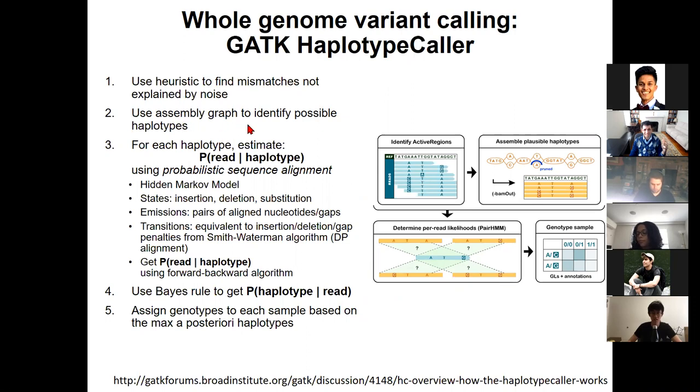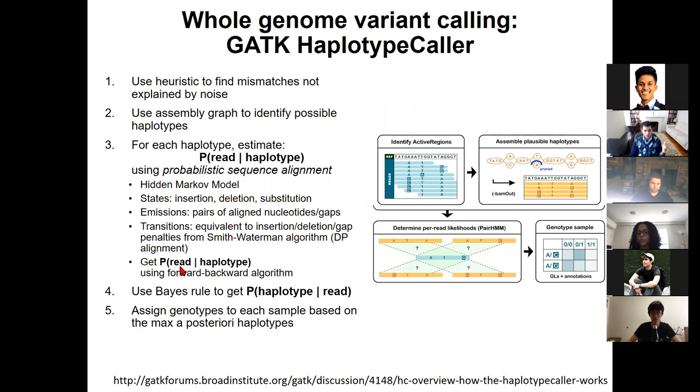So what you basically do is that you use an assembly graph, and we talked a little bit about those graphs when we talked about de novo transcriptome assembly. So you basically have graphs of variation that split in the places where you have SNPs and then remerge after those. And then the question is, for every haplotype, what is the probability of observing a read that has an A given the haplotype that I have? And that's probabilistic, and that's a generative model. You can use a hidden Markov model to basically walk along the genome and say, which haplotype am I at currently? Where the states might be insertion, deletion, substitution, and the emissions might be pairs of aligned nucleotides and gaps. And the transitions are basically equivalent to the insertion, deletion, gap penalties from Smith-Waterman. And we talked about this dynamic programming alignment before.